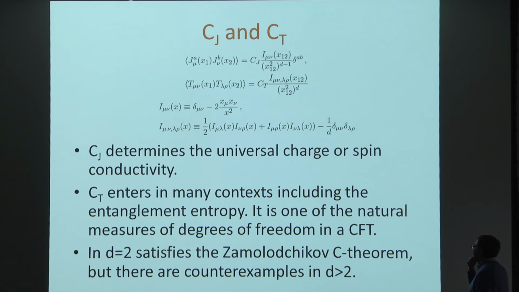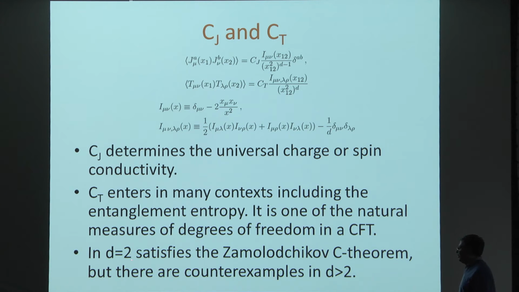So now let me talk a bit about some specific calculations that we recently did. Well, in addition to scaling dimensions, there are these rather interesting quantities C_J and C_T, which I think Subir indirectly alluded to in his talk. They're related to universal conductivities in a CFT. And C_T in particular enters in many contexts. It's also very useful for the shape dependence of entanglement entropy. And it's also, of course, a measure of degrees of freedom.